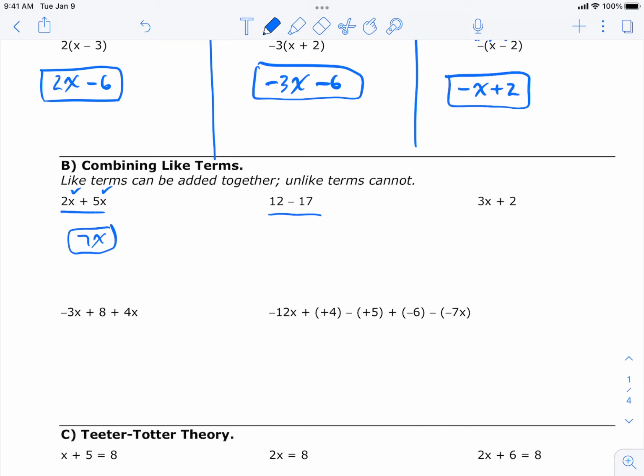Here, these are both pure numbers. Just pure numbers. 12 minus 17. Well, they're both pure numbers. Go ahead and combine them. 12 take away 17 is a negative 5.